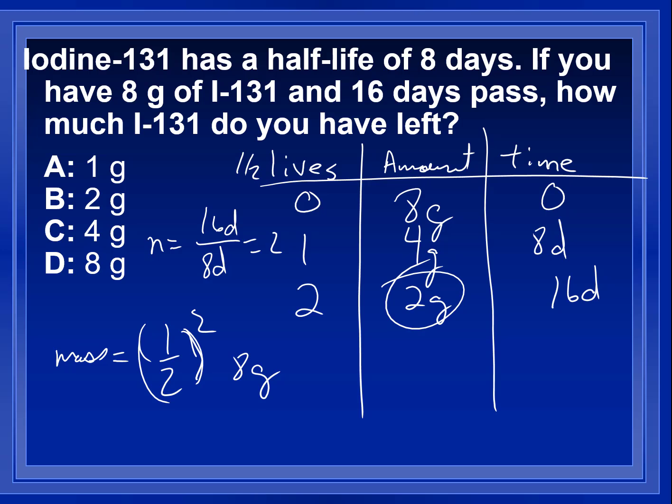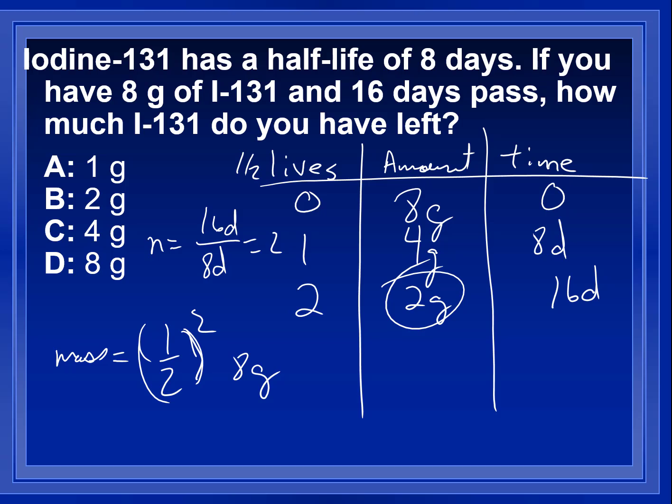See, that gives you the same answer, because 1/2 squared is 1/4, and 1/4 of 8 is 2. So it gives you the same answer, no matter which way you do it. Okay, so we said they used this for carbon dating.